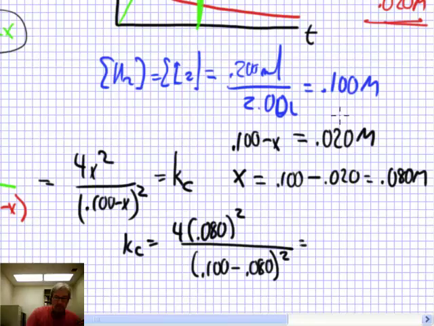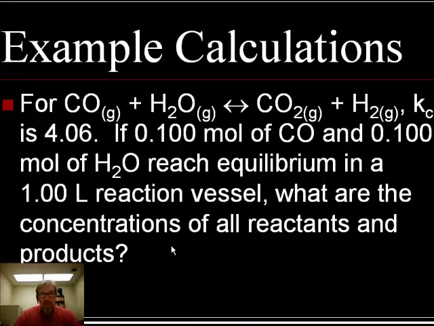What's that equal? The value is 64. Let's look at another example. Here's an equilibrium expression. It's all gases. Carbon monoxide and water are at equilibrium with CO2 and H2.